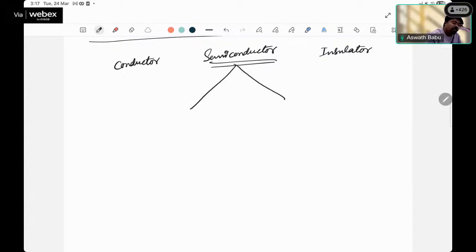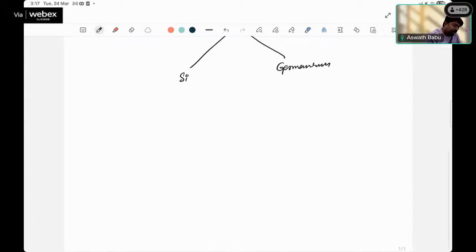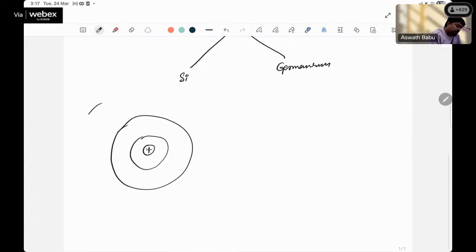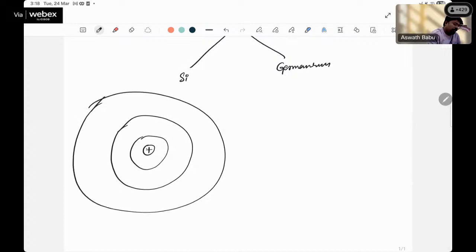To understand that, again let's take the orbital structure of a semiconductor. The most known semiconductors are silicon and germanium. If you take silicon itself, again it has a nucleus, first orbit, second orbit, and third orbit. Inside the first orbit there are two electrons, and in the second orbit there will be 8 electrons.